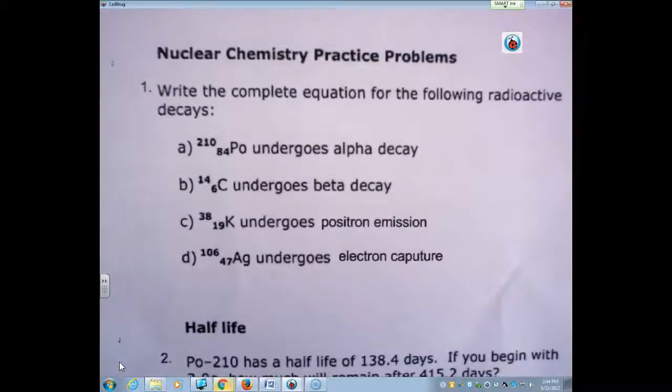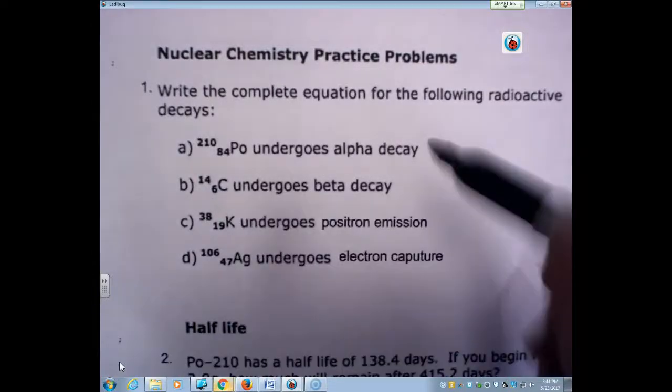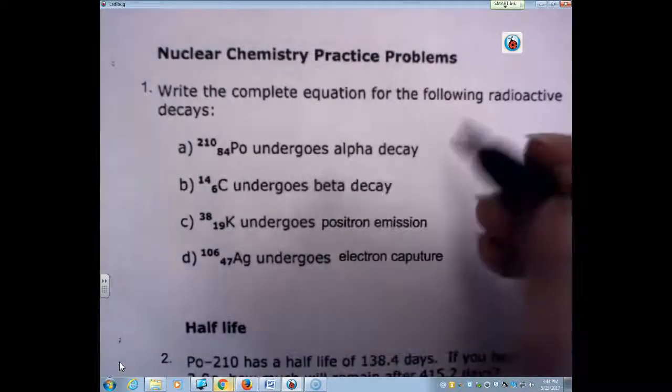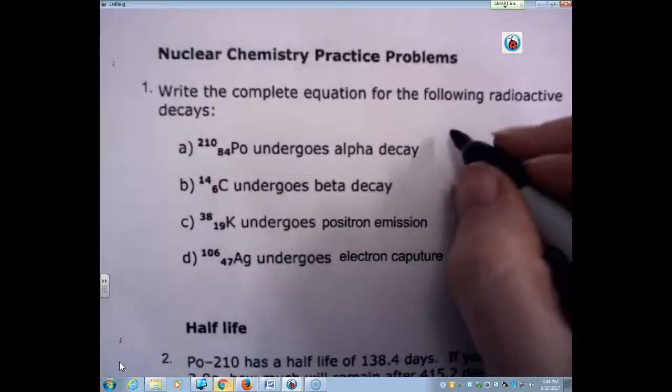This screencast is going to go over our nuclear chemistry practice problems. So number one was all about how to write these decay equations. The hardest part is knowing the particle that we're dealing with. So in the first one is just the alpha particle, or undergoing alpha decay.